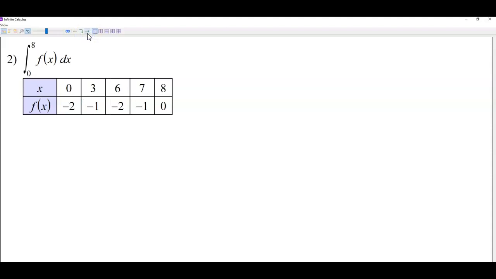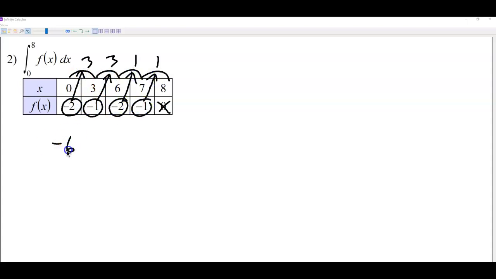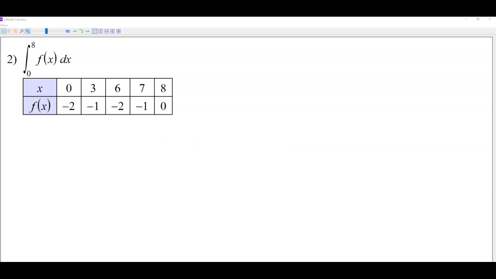Let's go ahead and take a look at another one here. For number 2, we're doing a left-hand Riemann sum. Same thing, these are still the bases. But when you're doing a left-hand Riemann sum, we don't use this one, but all of these ones are the heights, because they're the numbers on the left. And so we have -6, -3, -2, -1, making -12, I guess. All right, next one.